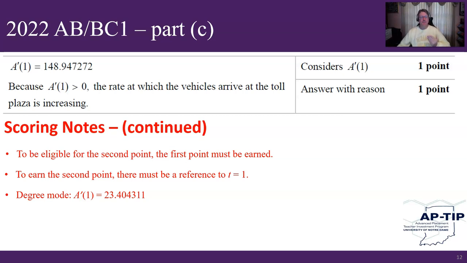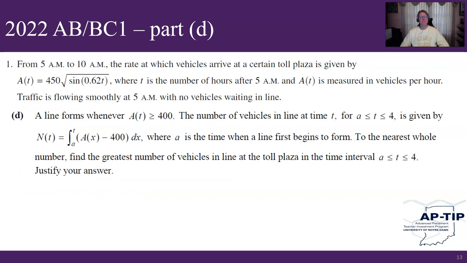All right, hopefully that takes care of part C, which has a little bit of variation with some of the things that the students could do. Now for the final part, D, it says a line forms whenever A of t is greater than or equal to 400.